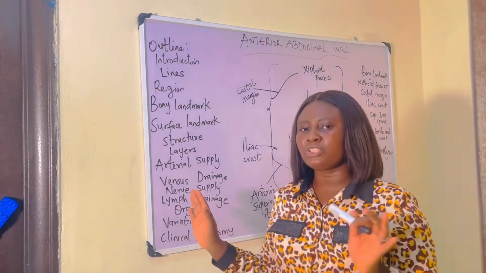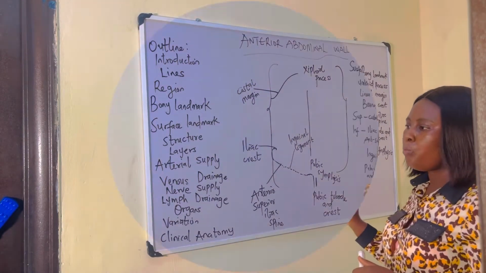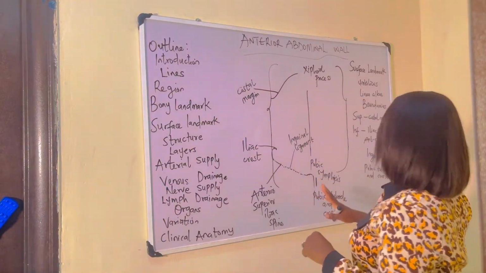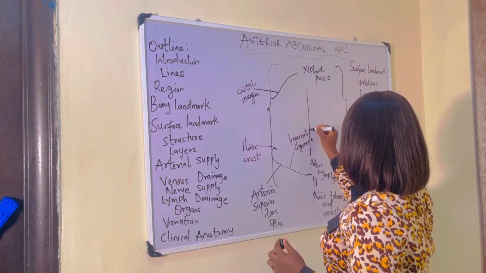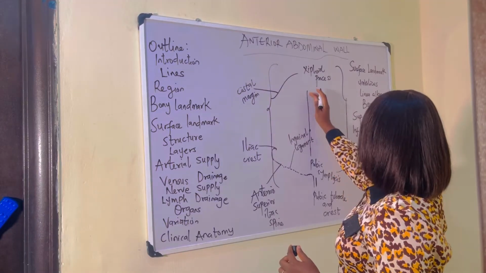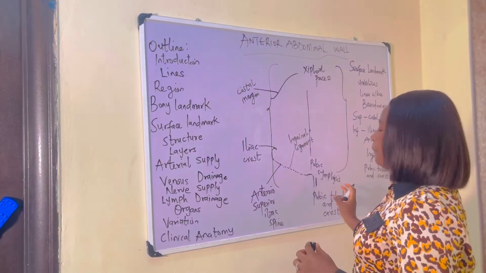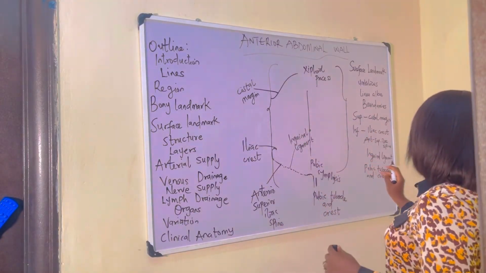So let's talk about the surface landmarks that we can see in the anterior abdominal wall. Having talked about the bony landmarks, let's talk about the surface landmarks of the anterior abdominal wall. The surface landmarks include the umbilicus, okay? The next is the linea alba that I already told you extends from the xiphoid process to the pubic symphysis, and is a line that runs in the midline of the anterior abdominal wall.